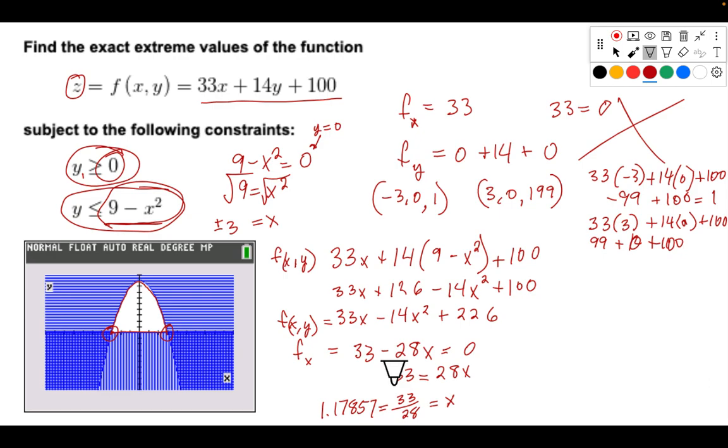If we took the derivative with respect to y, what would happen? 33, that would be 0. 14, that would be 0. We just get 0, so I guess that does give us an answer. The partial with respect to y, we end up with 0, which is equal to 0.